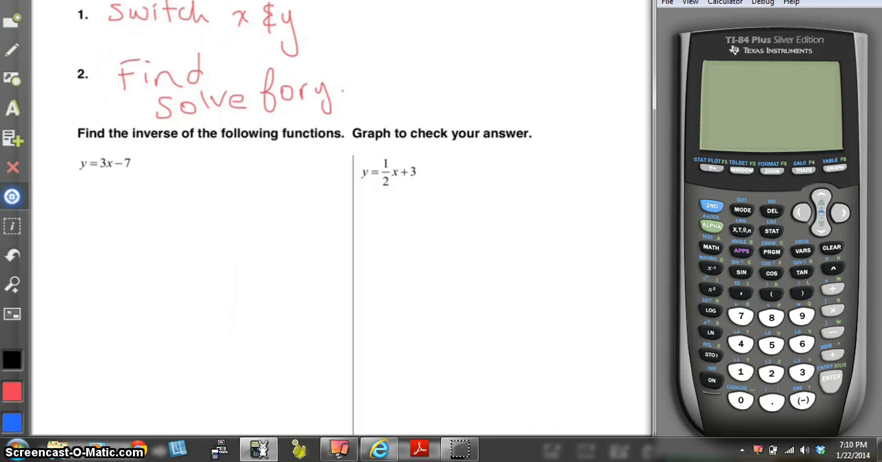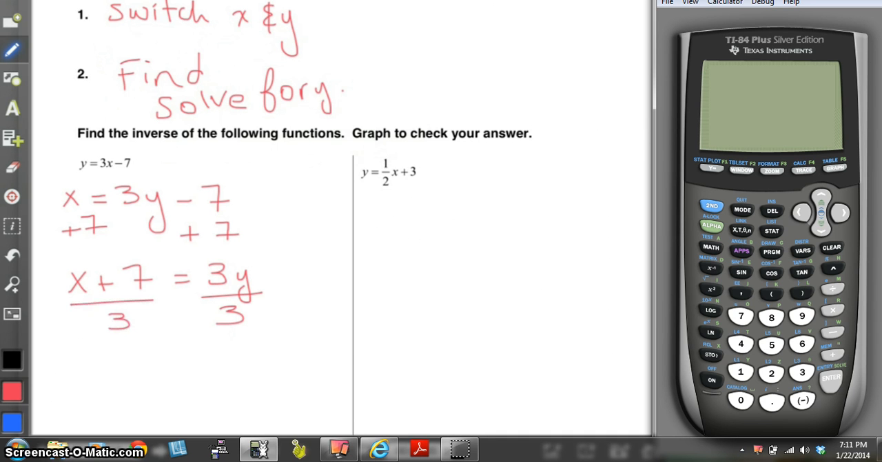Now if I want to find the inverse, how would I do that? I would start first by switching the x and the y. So the y becomes x and the x becomes y. I do nothing to the signs, nothing to the numbers. Then I try to solve for y. So by doing that, I would add a 7. So I need to isolate the y. So it would be x plus 7 is equal to 3y. Then I need to find y, so I divide by 3, so y is equal to x plus 7 over 3. So that would be it.